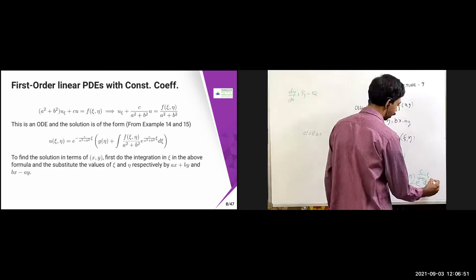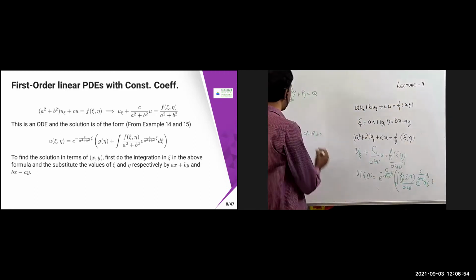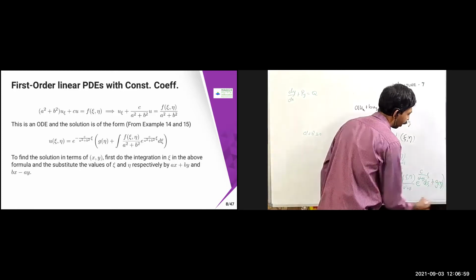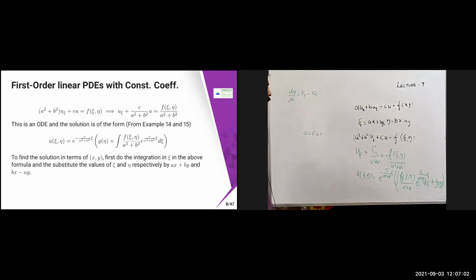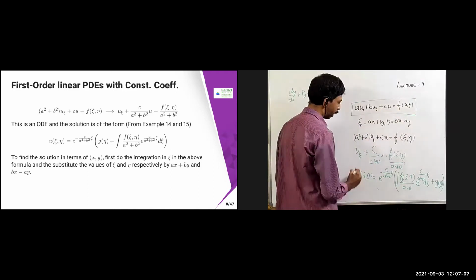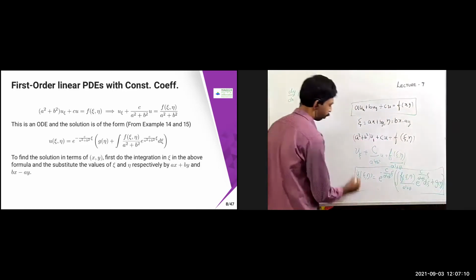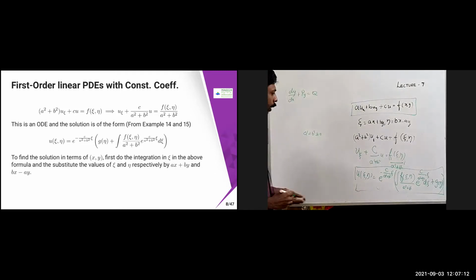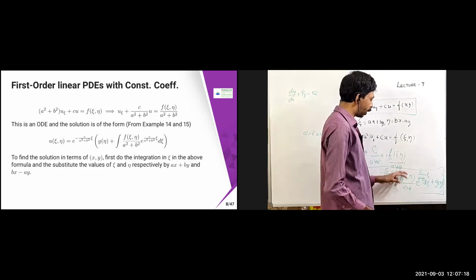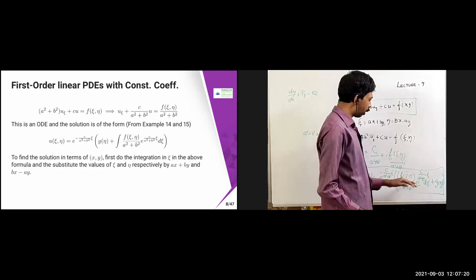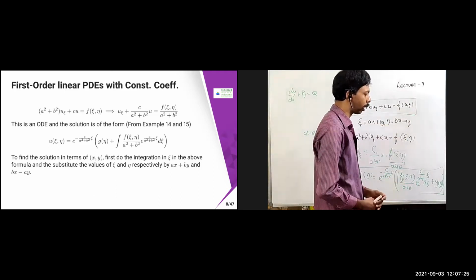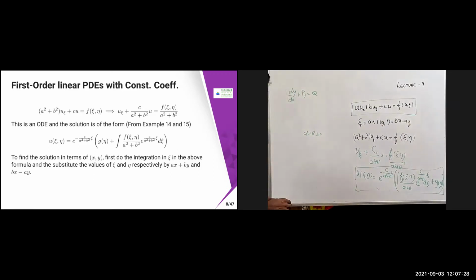Plus, as usual, some constant used to come. In this case, it is going to be some function, so I'm going to put it as g of eta. So this is the general solution. If your problem is of this form, then automatically this is going to be your general setup. If your f of chi comma eta is known to you, you can substitute it and integrate this one. Then wherever chi is there, replace with ax plus by and eta with bx minus ay. So this is the method to solve the problem.